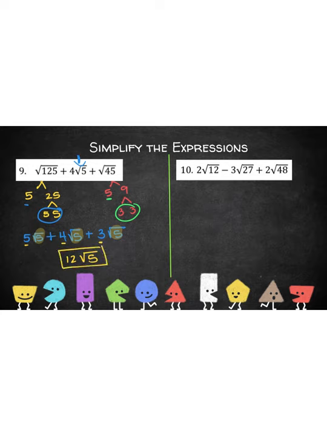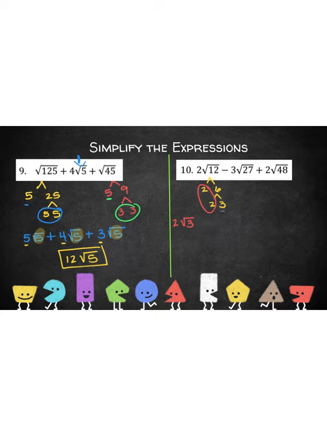Okay, number 10, I have 2 square root 12 minus 3 square root 27 plus 2 square root 48. So I see everything under all 3 of those radicals, we can reduce or simplify those. So I'm going to go ahead and do that. So 12, I'm going to start, it's an even number, so I'm going to say 2 and 6, and then 2 and 3. And then I'm going to find my pair. So I have a pair of 2s. So 2 comes out front, so 2 square root 3, because I have that 3 left over.